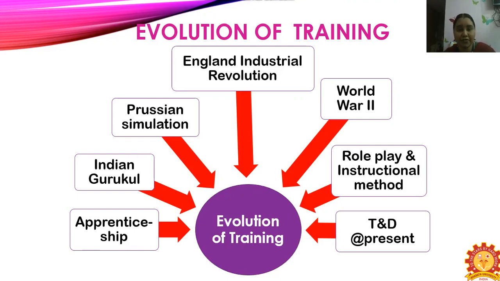So these are the different events that took place during the evolution of training, and we've seen around 6 to 7 methods or phases of the evolution of training here.